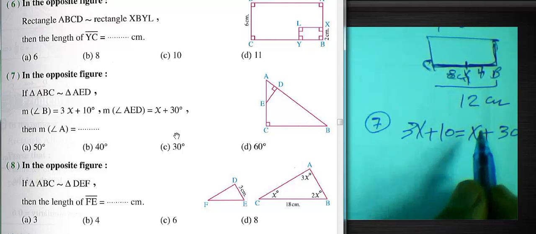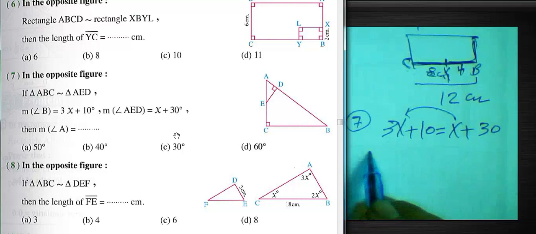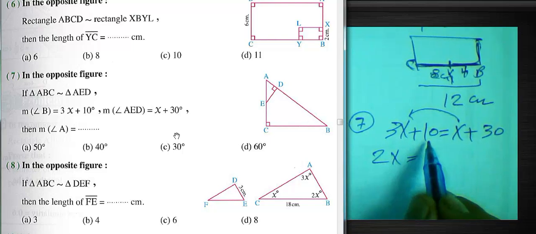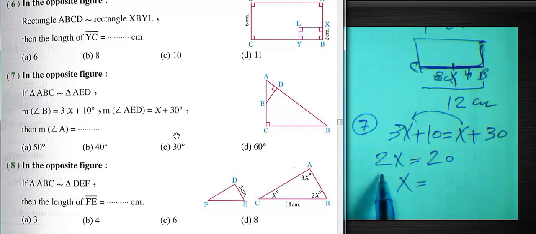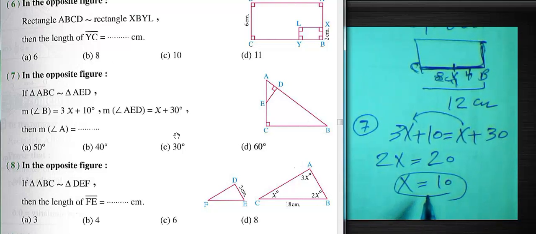We can move x to the left hand side. The result will be 2x equals 30 minus 10, equals 20. So x will be 20 divided by 2, equals 10. He wants us to find the measure of angle A.